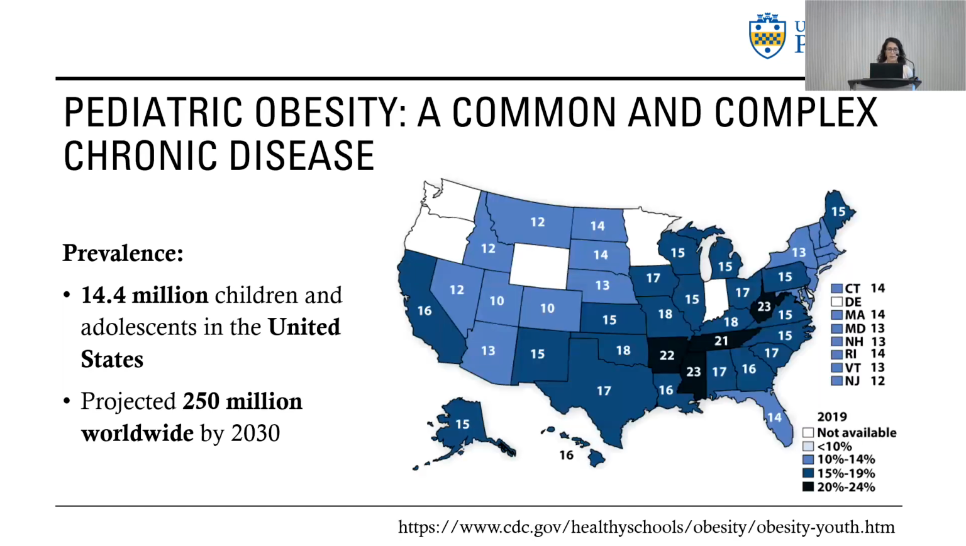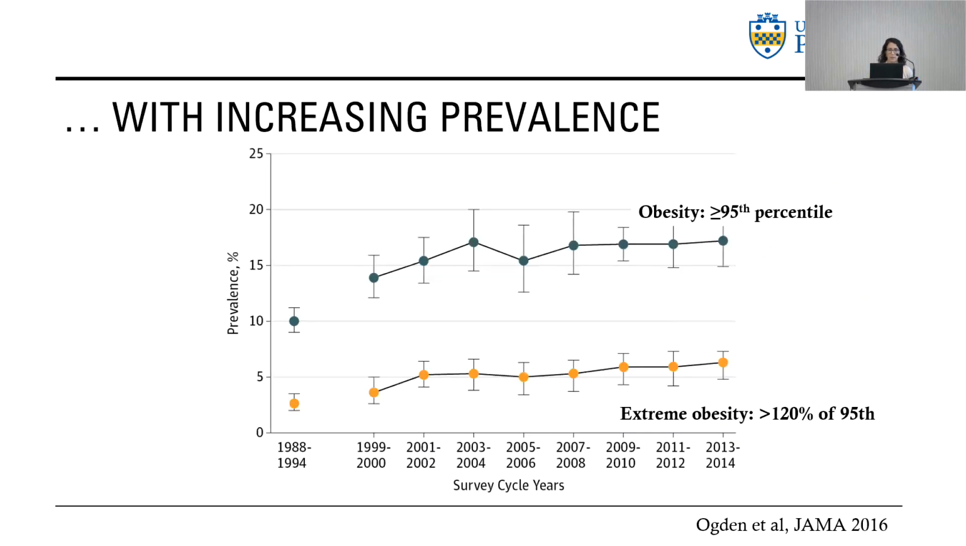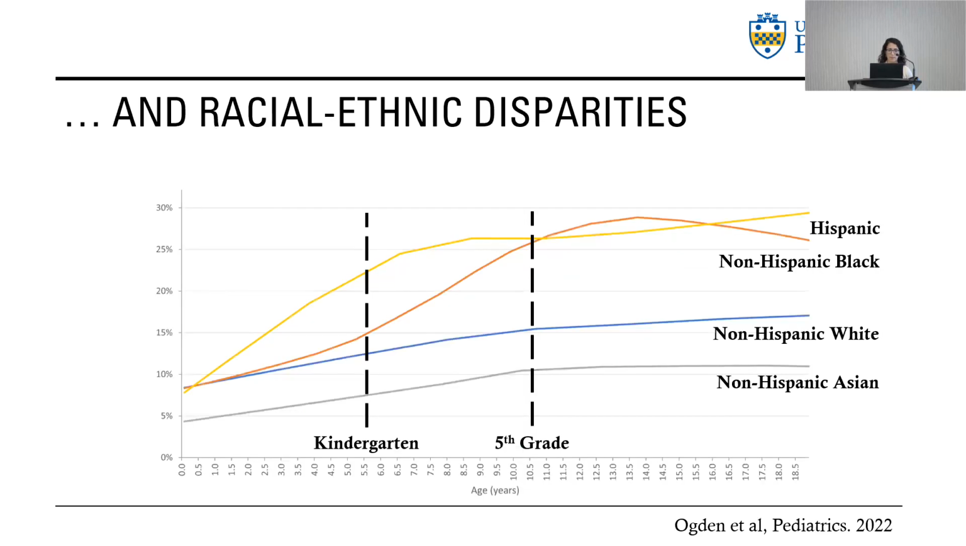As most of us are aware, pediatric obesity is an unfortunately common and complex chronic disease. It currently affects over 14 million children and adolescents in the U.S. and is projected to affect over 250 million children worldwide by 2030. The prevalence is increasing not only in terms of the definition of obesity at the 95th percentile for age and sex, but also extreme obesity. So these are children with a BMI that's at least 20% higher than that 95th percentile.